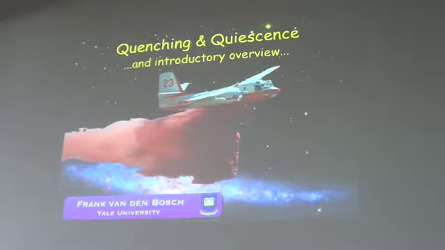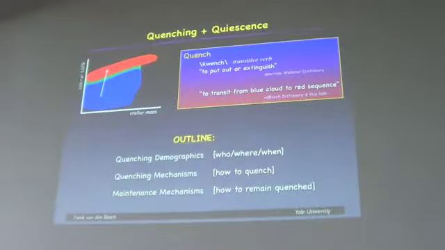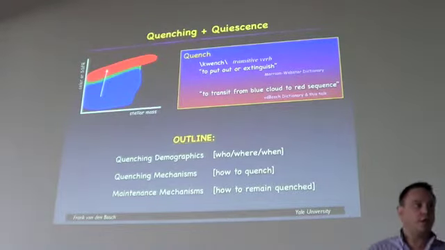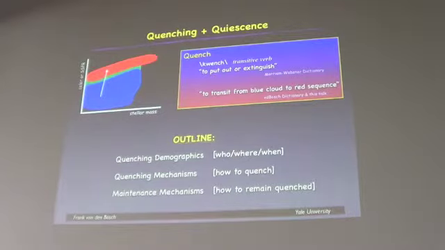So the organizers asked me to give an introductory overview, so here's my attempt to deliver. I first want to set something straight. What do I mean by quenching? According to the dictionary, it means to put out or extinguish. I think when we're talking about quenching galaxies, we're not necessarily talking about completely bringing the star formation rate to zero. My definition simply is to make the galaxy transit from the blue cloud to the red sequence. So I'll follow that definition throughout.